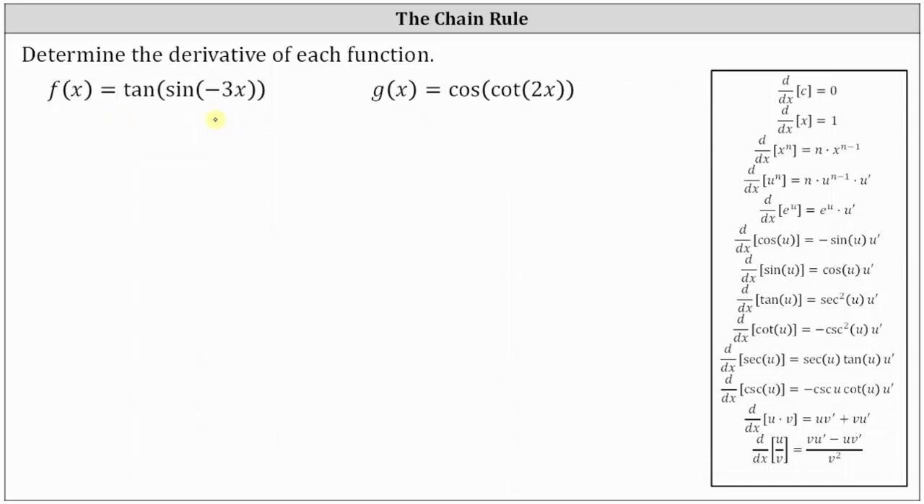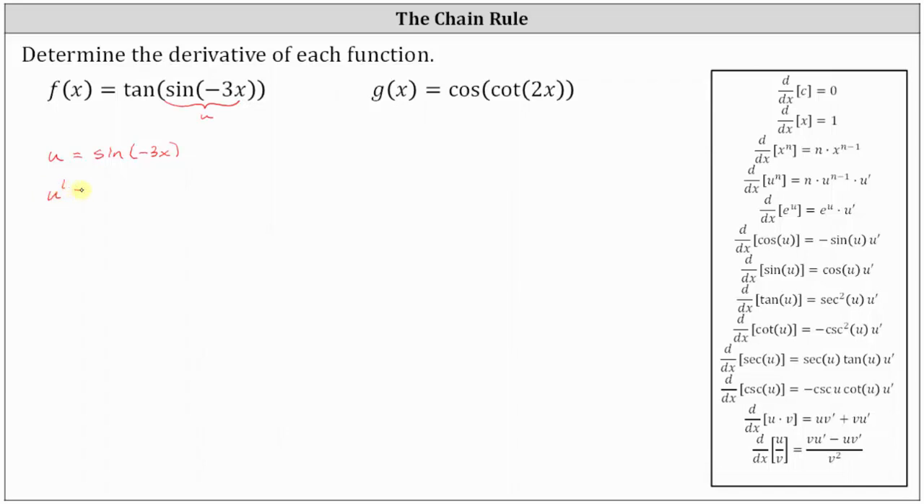We actually have a composition of 3 functions, but because the outer function is the tangent function, we will be using the derivative formula. The derivative of tangent u with respect to x is equal to secant squared u times u prime. So u, the inner function, is going to be sine of negative 3x. Also notice u is also a composite function. So if we let u equal the sine of negative 3x, we'll also need to find u prime, or du dx, and let's find that now.